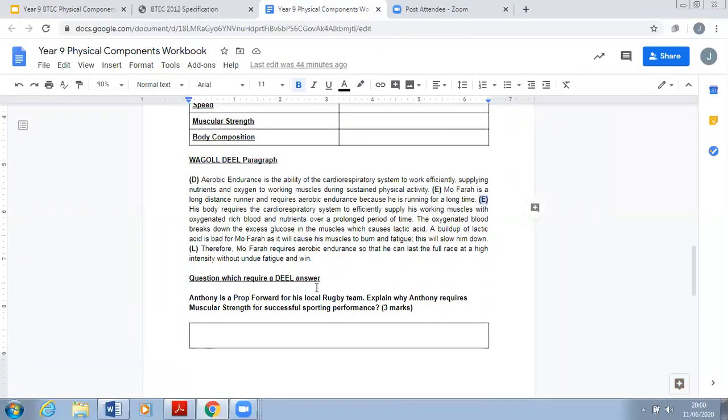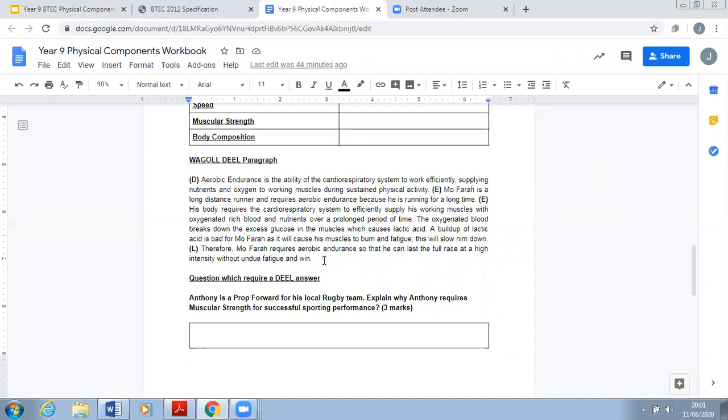We've got our explain here, and then we've got the link here. So I'll read it for you. Aerobic endurance is the ability of the cardiorespiratory system to work efficiently, to supply nutrients and oxygen to working muscles during sustained physical activity. There's our definition. Okay, we're not going to get any marks for that. However, we'll get a mark in a second.